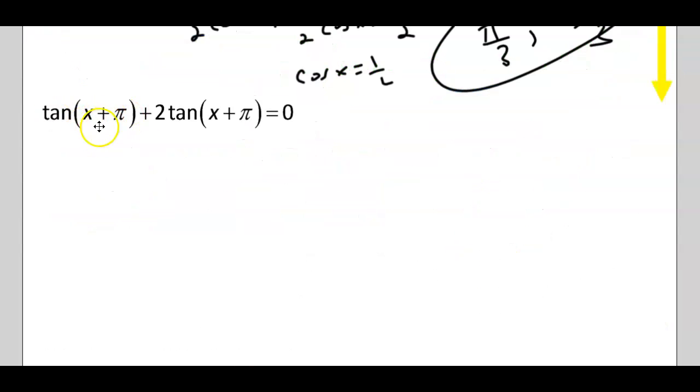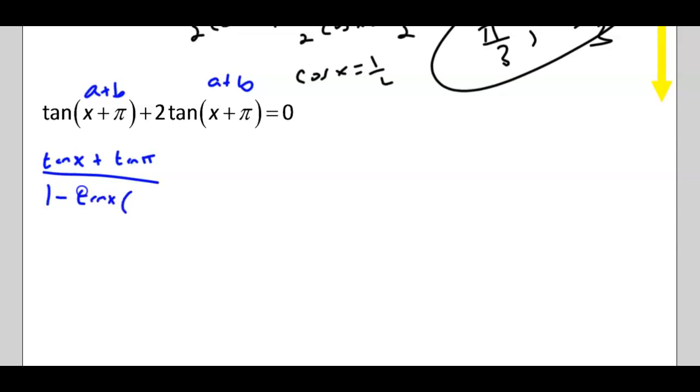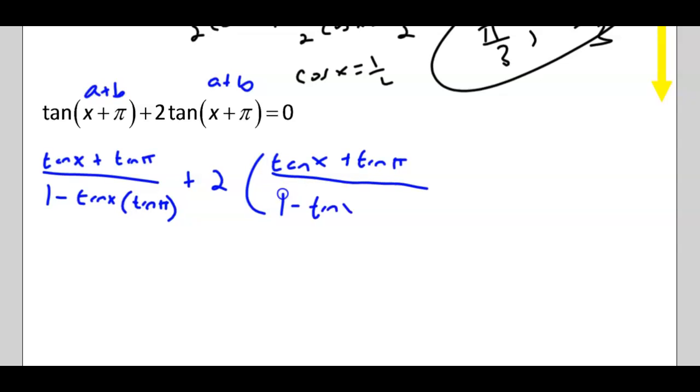Period. Listen, look. Right here, tangent of A plus B, and we got tangent of A minus B. So for this one, we have tan of X plus tan of pi all over 1 minus tan X times tan of pi, plus 2 times, oh, this is the same thing because it's the same. So tan of X plus tan of pi all over 1 minus tan X times tan of pi.